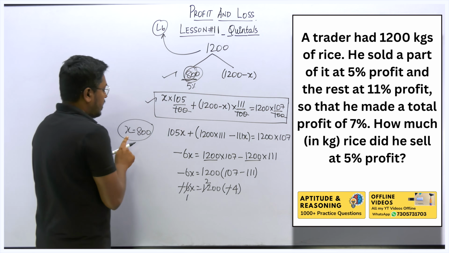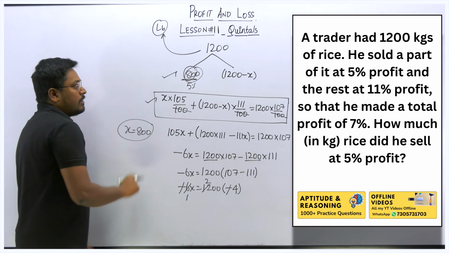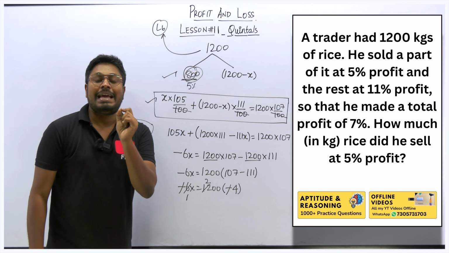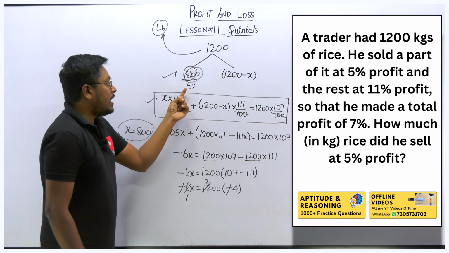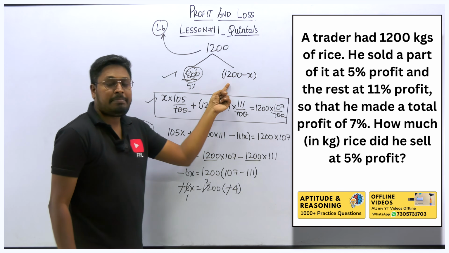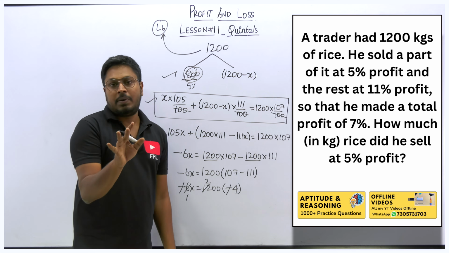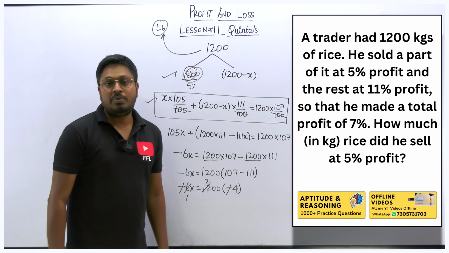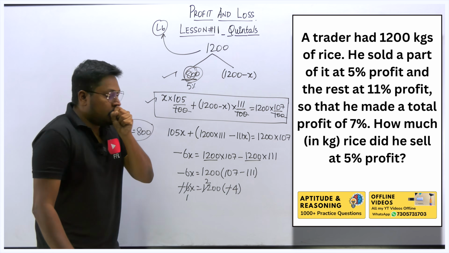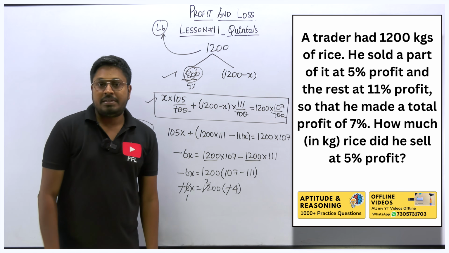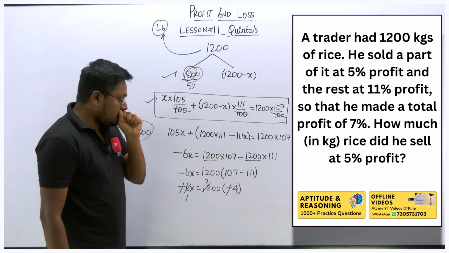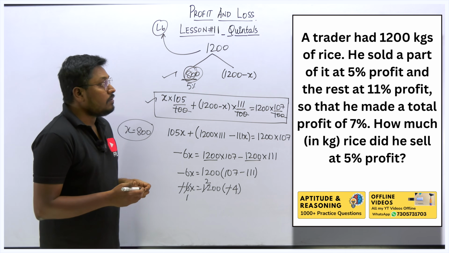Friends, understood or not? We found the value of x, which is 800. So at 5% profit, he sells 800 kilos of rice. The first part is sold at 5% profit, and the second part is the remaining 400 kilograms. Only then we can say the total will be 1200 kilograms. So the answer for this question will be 800 kilograms.